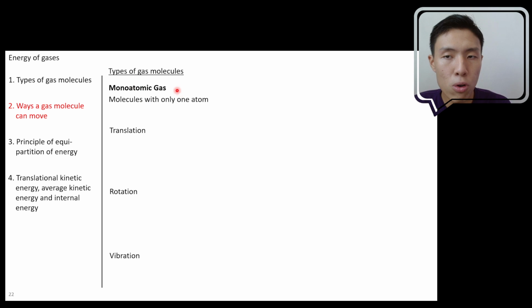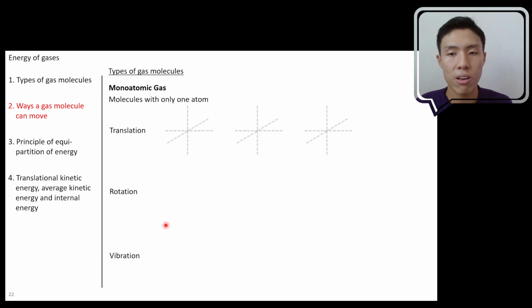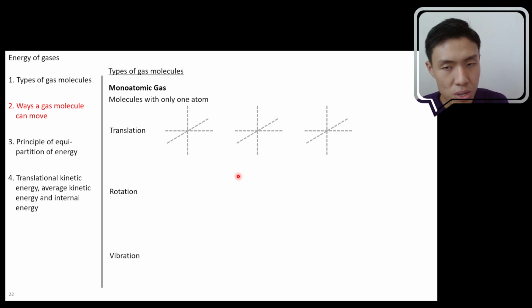So for monoatomic gas, we are going to analyze these three different types of motion to see how many ways can we move through translation, how many ways can we move through rotation, and how many ways can we move through vibration. For translation, I believe you are aware that there are probably 3 ways for you to move.